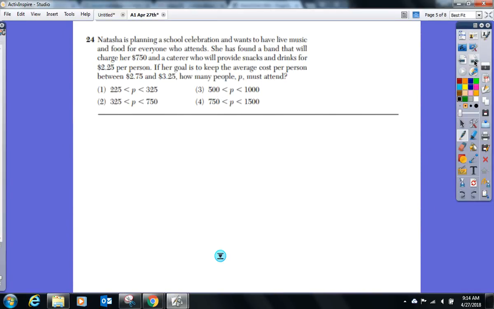All right, I'm going for it. 24, the last multiple choice. I don't know if they go easiest to hardest. I have no idea, but this is the last one, so I guess it should be the hardest one, right?